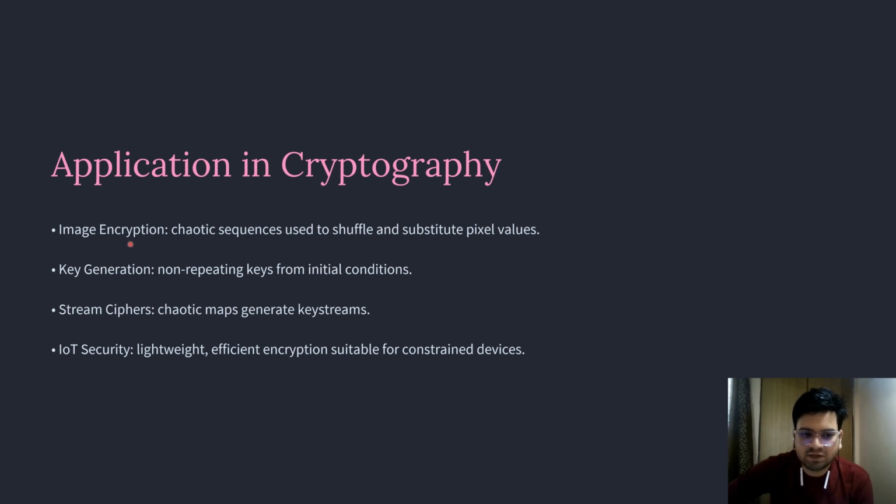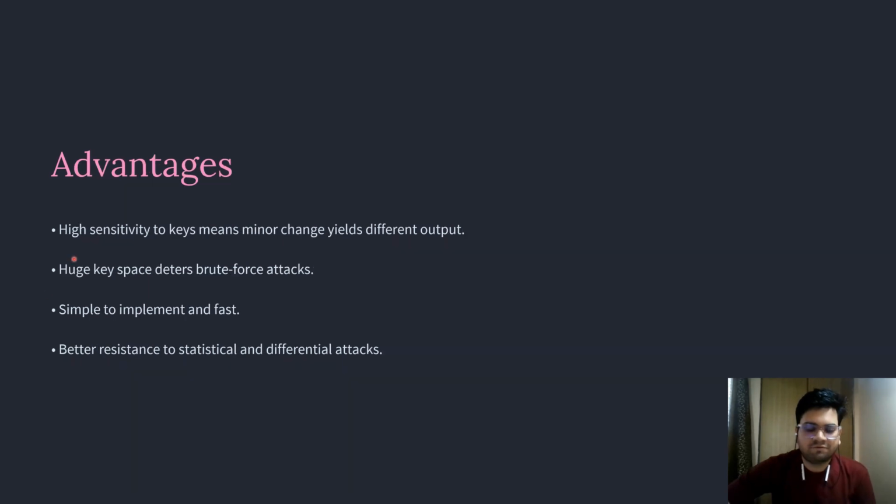Mainly, we are seeing it in image encryption, where chaotic sequences are used to shuffle and substitute the pixel values. The advantages are that it is highly sensitive to keys, which means a minor change yields a different output. There is a huge key space, which deters brute force attacks. It is simple to implement and fast, and it is better resistant to statistical and differential attacks.